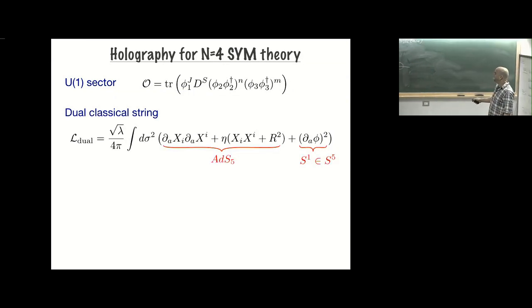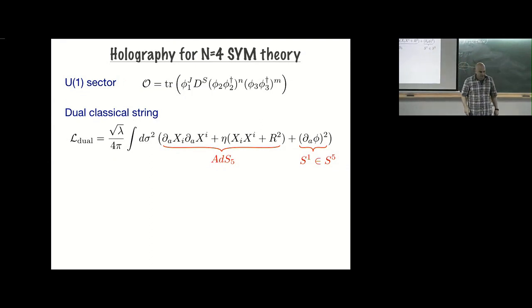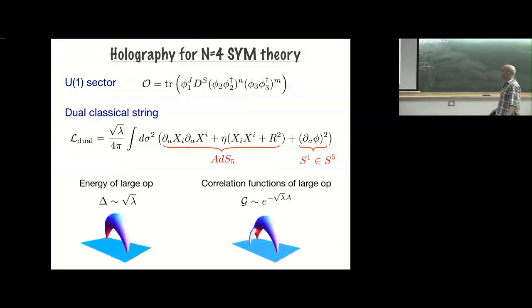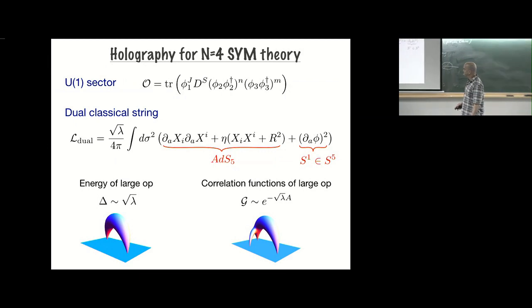If you want to describe the string worldsheet dual to such an operator at strong coupling and in the classical limit, you have to write a worldsheet action with the square root of the 't Hooft coupling outside. Here you have AdS5, written in embedding coordinates, so just six-dimensional flat coordinates, and eta is a Lagrange multiplier that implies x squared equals minus R squared. We also have dynamics on the sphere, so we have to add one scalar that describes this circle. When you do that, you get this behavior for the energy and the correlation function in the classical strong coupling limit.